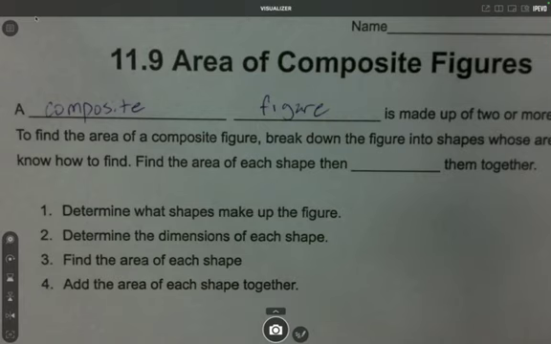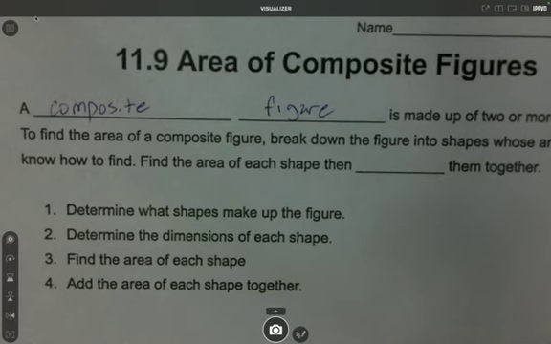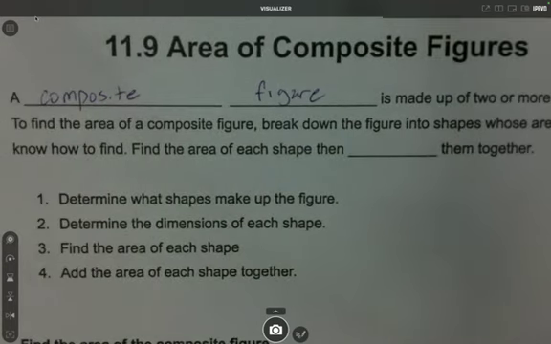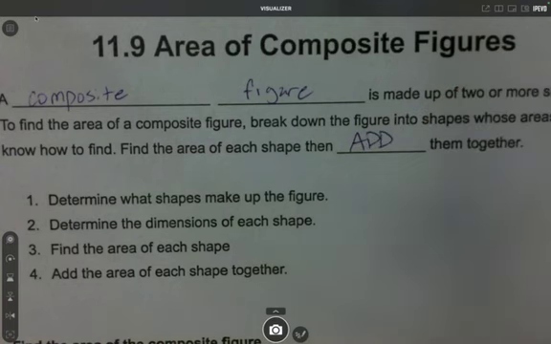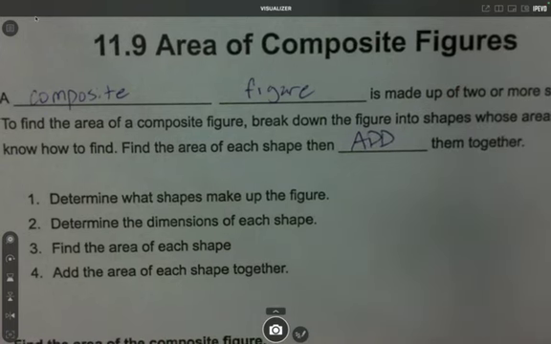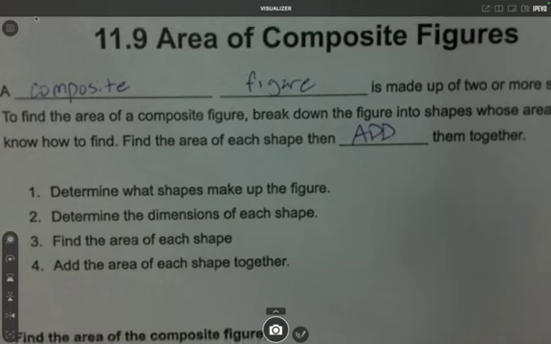So to find the area of a composite figure, we need to break down the figure into shapes whose areas you will know how to find. Find the area of each individual shape, then add them together. Truthfully, each problem is a little more work because there's more than one shape, but it's not complicated.